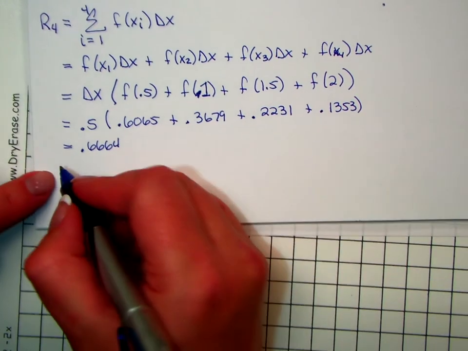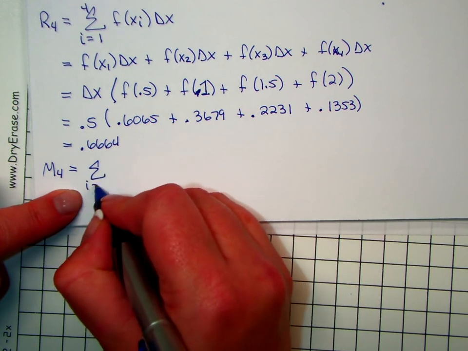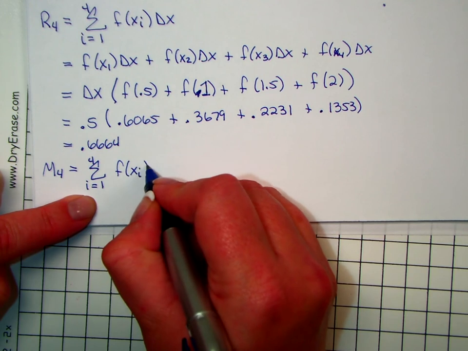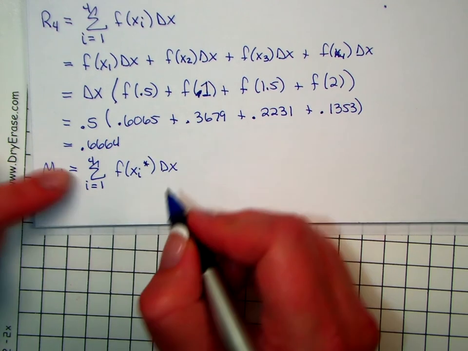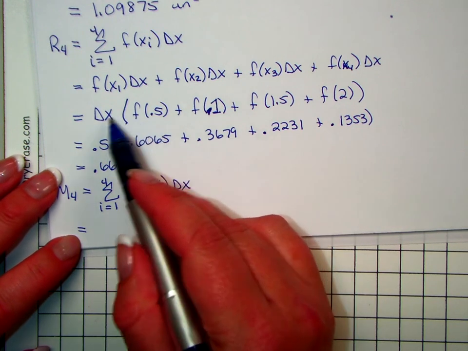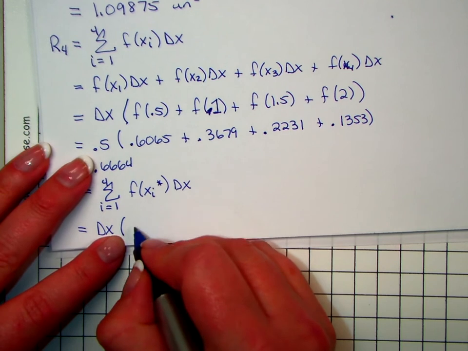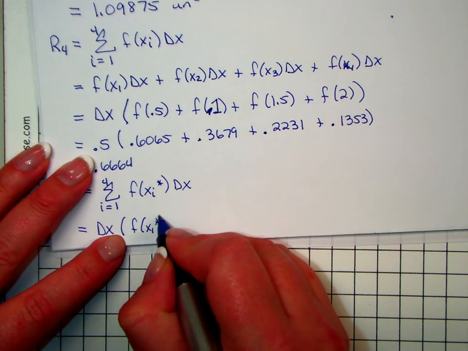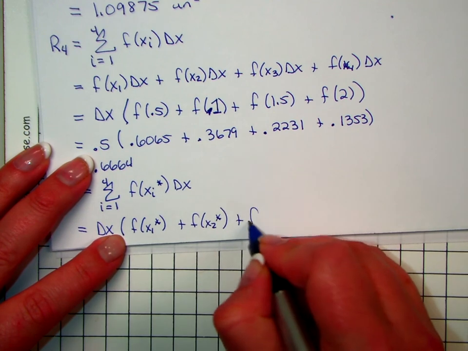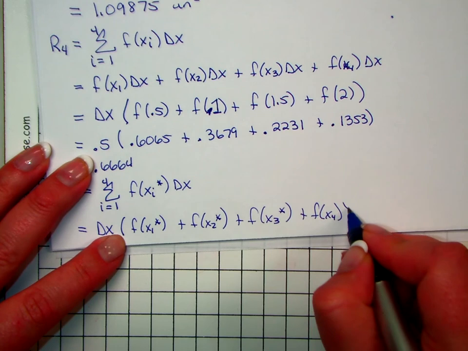So our midpoint summation, the midpoints go from 1 to n also. But we're using x sub i star. Can I shorthand and just go to this? We're going to do delta x times f of x of 1 star plus f of x of 2 star plus f of x of 3 star plus f of x of 4 star.